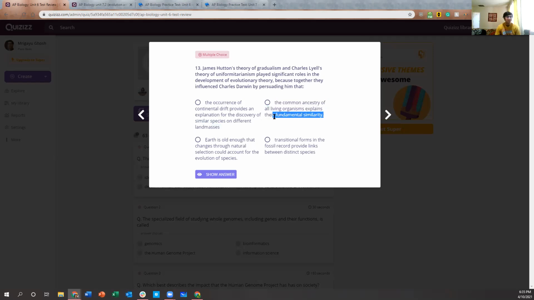What is the fundamental similarity? I don't know if that's the best answer choice. And transitional forms in the fossil record provide links between distinct species. Probably this is the best answer choice, but it could be this one over here as well. I think it's this one though, because it talks about gradualism, because you have fossil evidence with geological evidence with transitional forms over time, so that's gradualism.